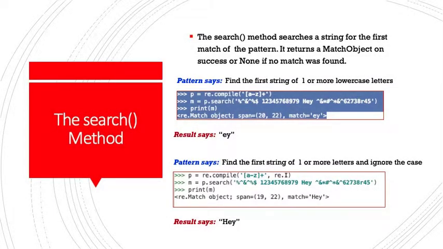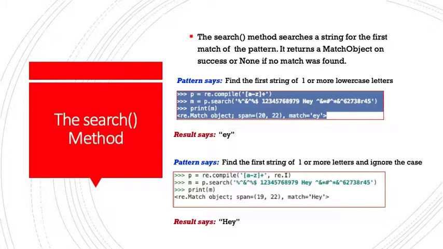Now we'll explore the search method. The search method searches a string for the first match of the pattern. It returns a match object on success or None if no match was found. So let's contrast that with the match method that we just learned about. The match method differs from the search method because it checks for 0 or more characters at the beginning of a string. The search method will find the first match anywhere in the string.